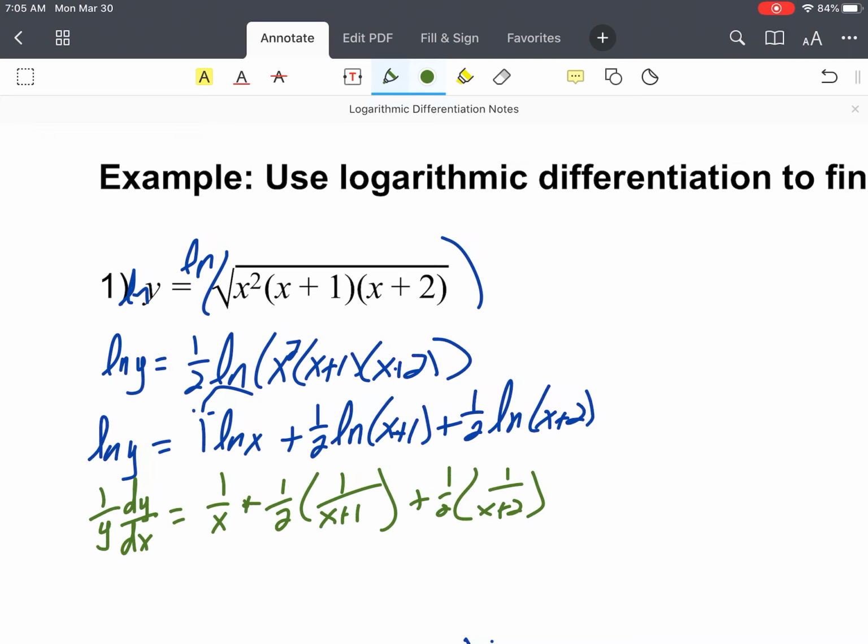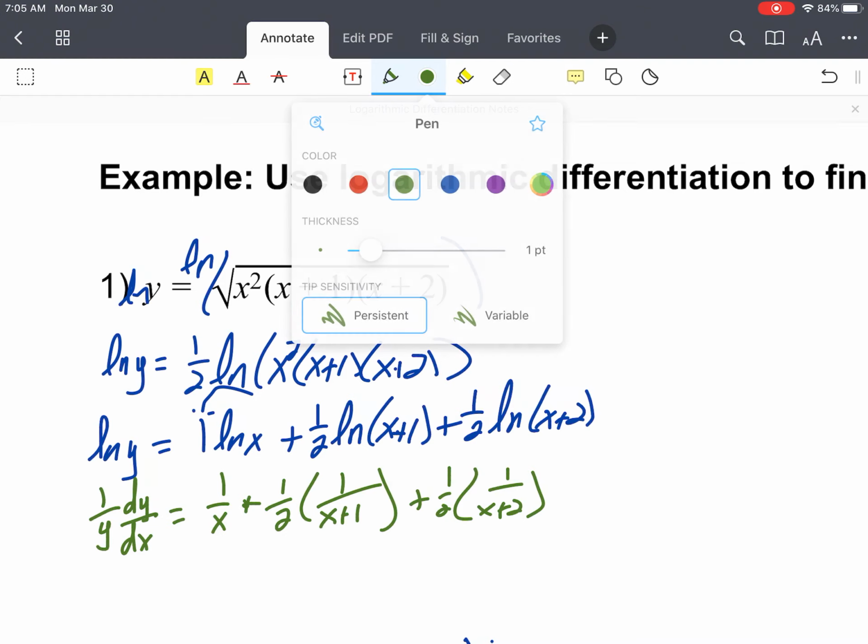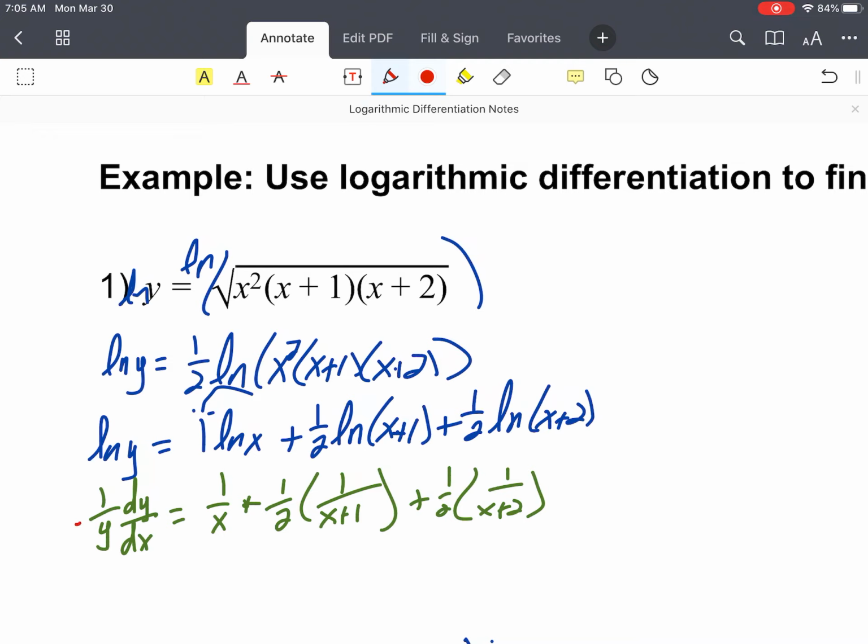Now I get 1 over those things because the derivative of x plus 1 is 1. The derivative of x plus 2 is 1 also. So that's why there's just 1s on top of those. Okay. So now I'm going to multiply both sides of my equation by y.